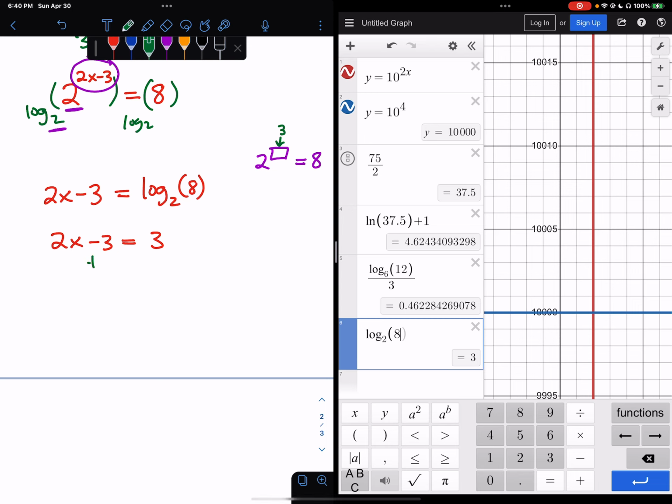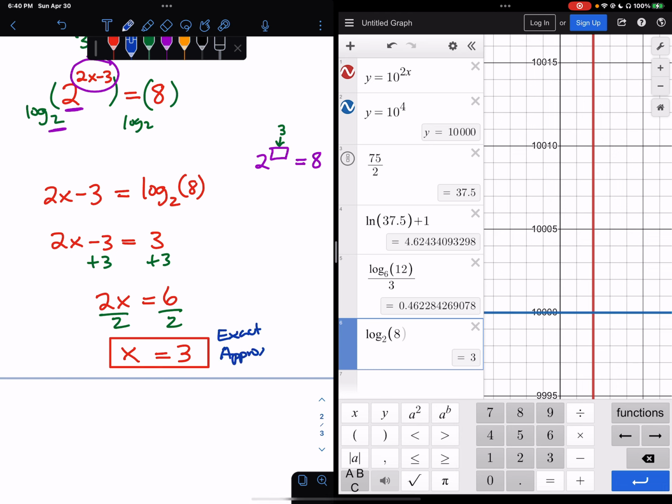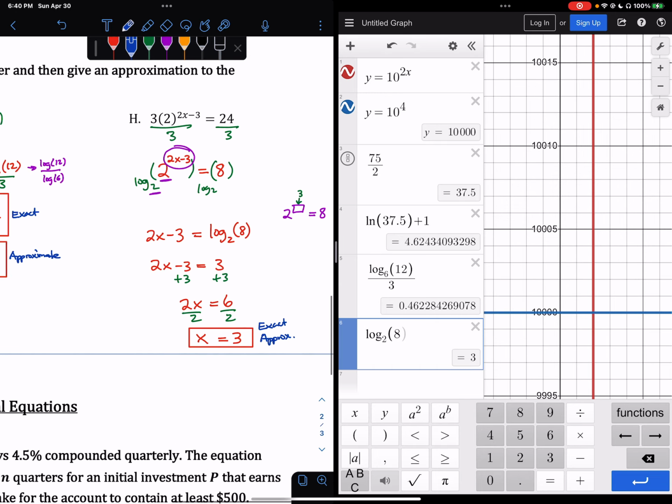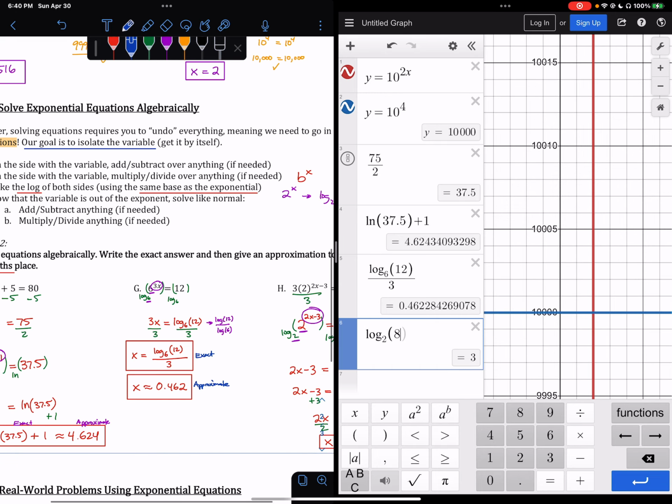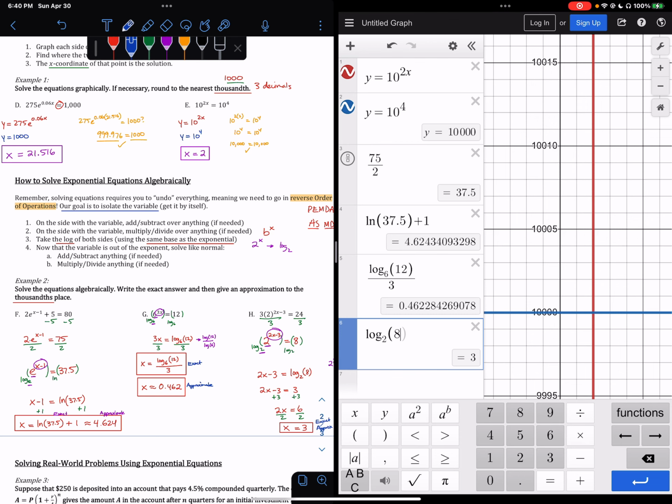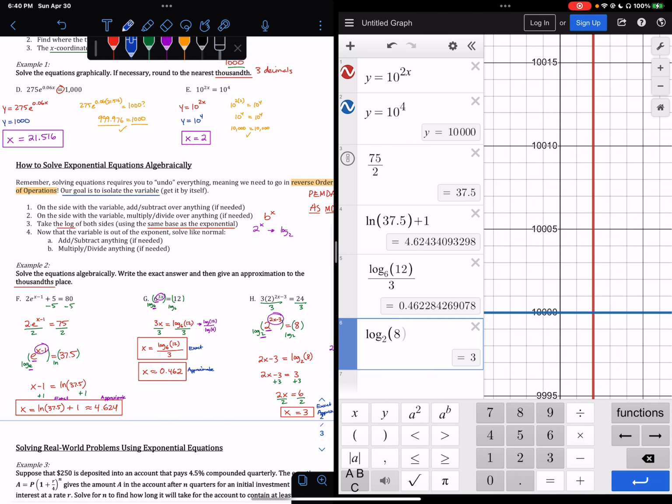So now our last couple of steps. To get x by itself, we're going to add 3 to both sides, which gives us 2x equals 6. And then we can divide by the 2 in front and get x equals 3. In this case, this is both our approximation and our exact answer because it's exactly 3. There's really no need for an approximate here. Our answer is just 3. Okay, so that's solving algebraically for letters F, G, and H.